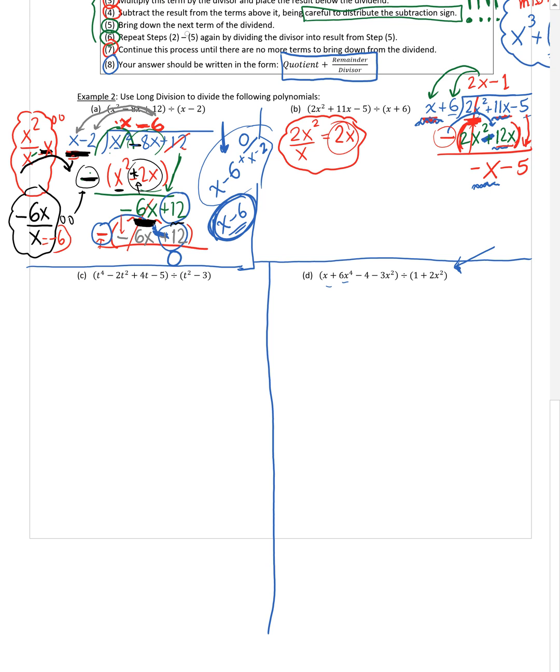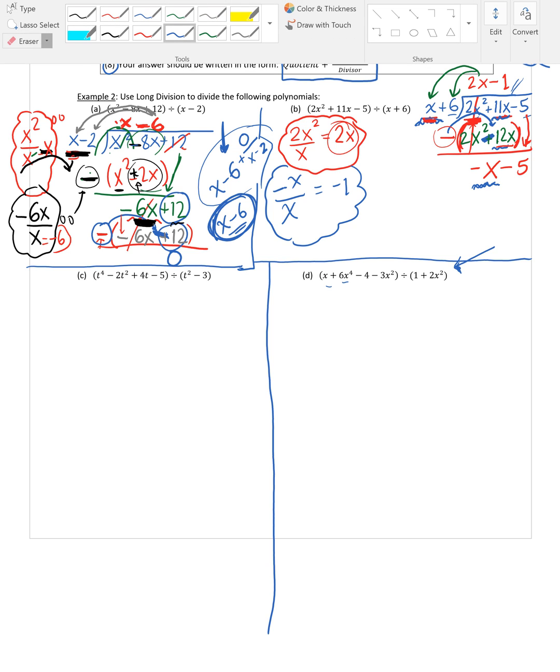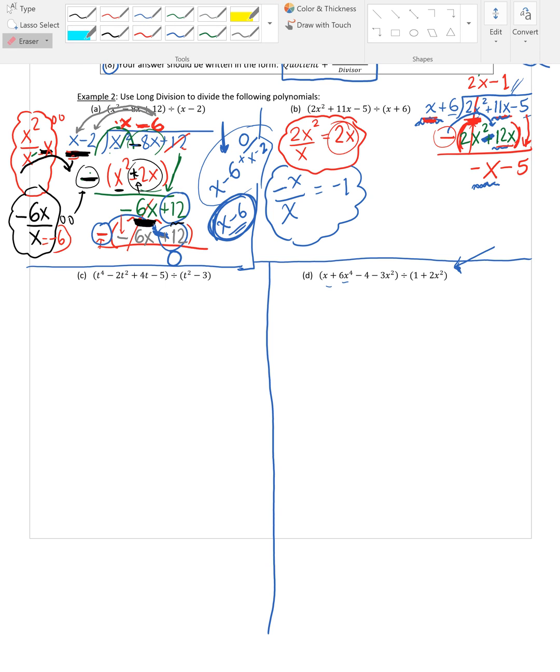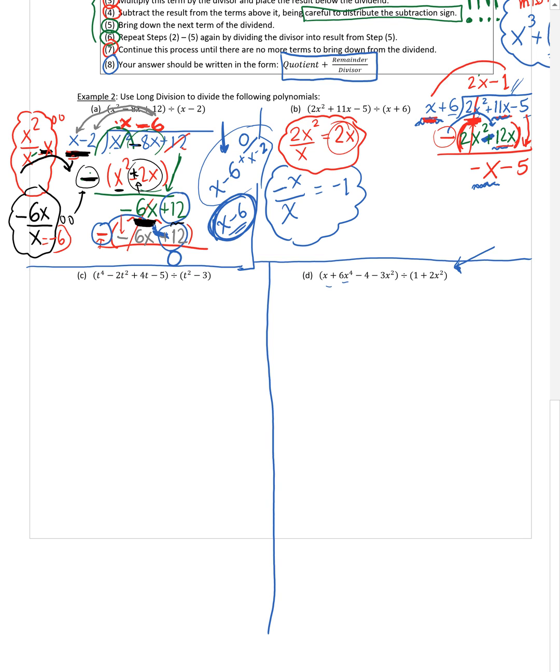Or if that's too weird, you can do the division off to the side. I'm dividing x into negative x. And then I'll simplify that. Negative x over x is negative 1. Okay, so that must be the quotient that I want. That's what I placed up here at the top. And now I have to multiply that negative 1 by both terms in the divisor. Negative 1 times x first, and then negative 1 times 6.